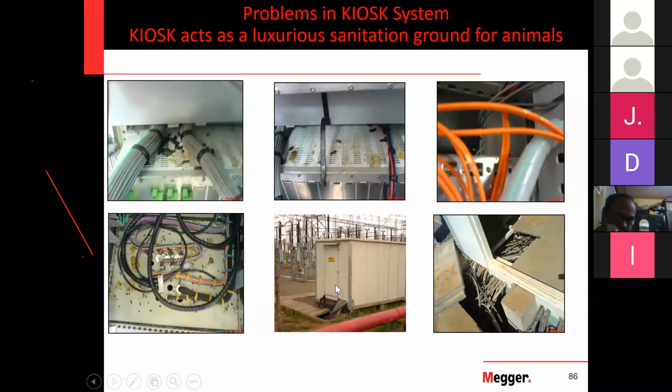Okay, so this is the kiosk. From here the cables enter and it is the same hole through which the animals also enter. And it also has an air conditioner inside. So in hot areas, animals also go inside and stay there comfortably, and bite the fiber optic cable.